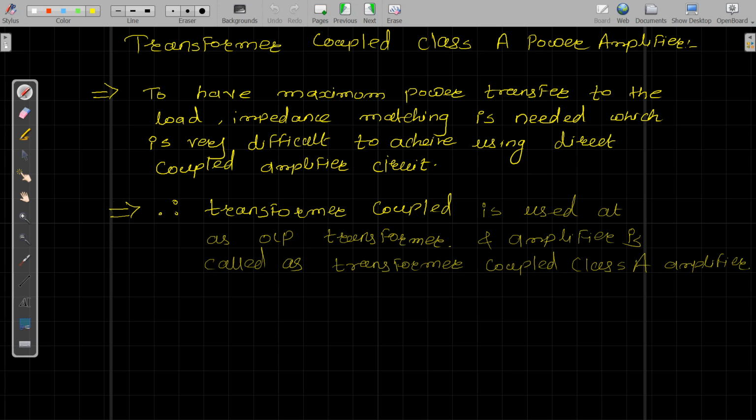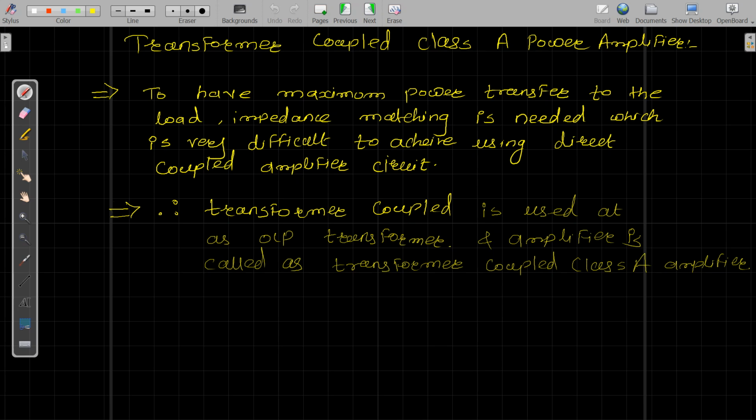Why do we have to see this topic? Because in the earlier class, we have seen that the series fed directly coupled Class A power amplifier has a very high output impedance. Because of that, when we feed the output of the class A power amplifier to the loudspeaker, which has a very low resistance, such as 3 to 4 ohms to almost 16 ohms, there is no impedance matching between the output of the series fed directly coupled class A power amplifier and the loudspeaker, which is the load connected to the power amplifier.